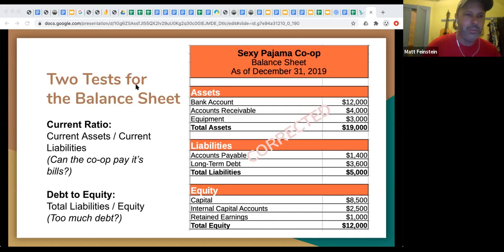So these are the two tests that you can use, taking a balance sheet and doing some tests to see the health of a co-op. You can get the current ratio. This is just, can the co-op pay its bills? Do we have enough liquid assets? How are things going in the current moment? So you take the current assets and divide it by the current liabilities, and you forget about the equity for now.